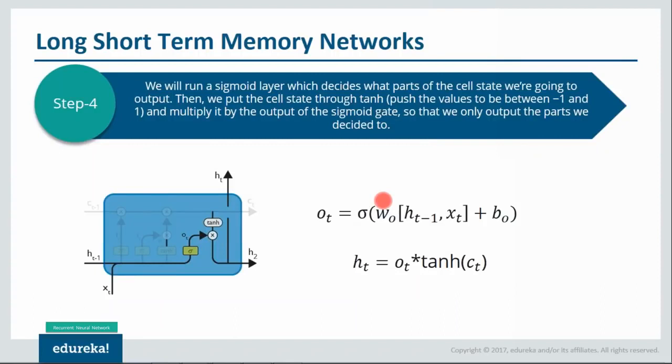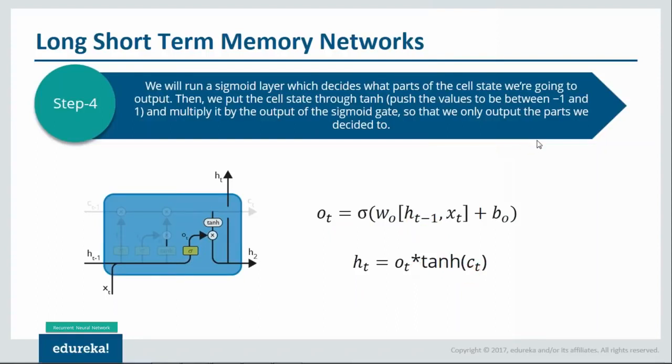All right. Now I'll take the example of that language model again. Since it just saw a subject, it might want to output information relevant to a verb, in case that's what is coming next. For example, it might output whether the subject is singular or plural, so that we know what form a verb should be conjugated into. All right, and you can see from the equations as well. Again, we have a sigmoid function. Then whatever output we get from there, we multiply it with tanh CT to get the new output.